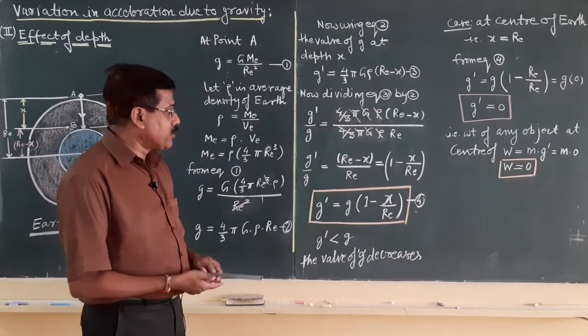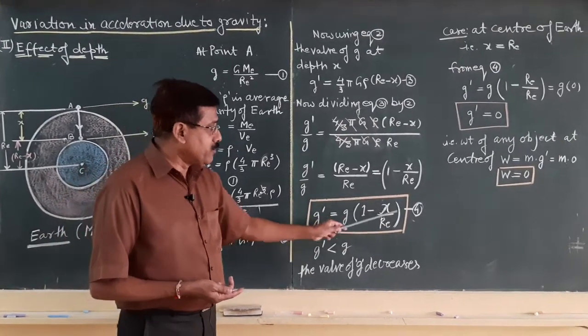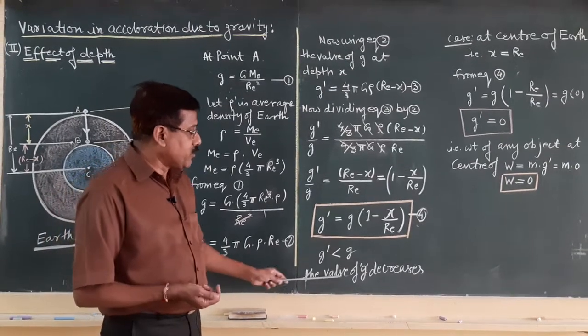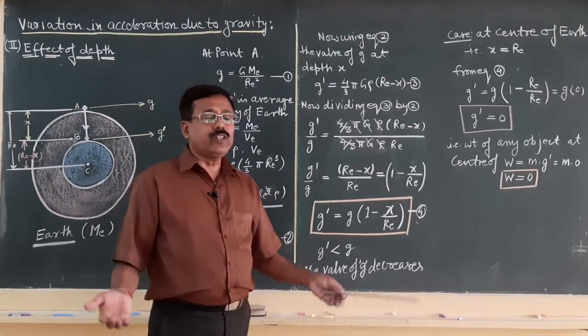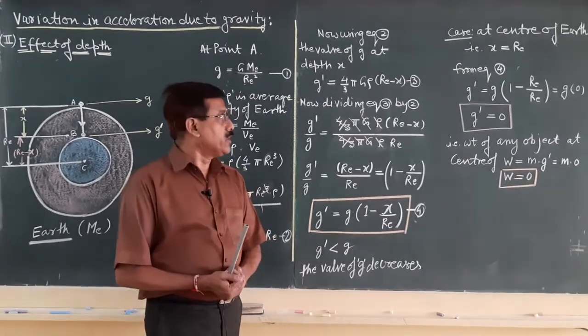Now, very clearly you can see that g dash is less than g, because the value of this term is always less than 1. So, we can conclude that the value of g decreases with depth. As we go down, the acceleration due to gravity decreases.